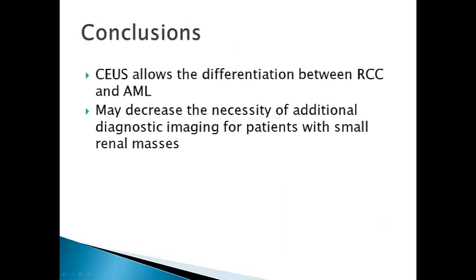So their conclusions were that contrast-enhanced ultrasound does allow for the differentiation of many of these tumors between renal cell carcinoma and AML. Remember, renal cell carcinoma needs to be treated. AML is benign, and in most cases, unless there's hemorrhage or a mass effect, does not need to be treated surgically. So their conclusions were that using contrast-enhanced ultrasound may decrease the necessity of additional diagnostic imaging for patients with small renal masses. So certainly there seems to be a place for contrast-enhanced ultrasound, and it can be useful for these small renal masses.